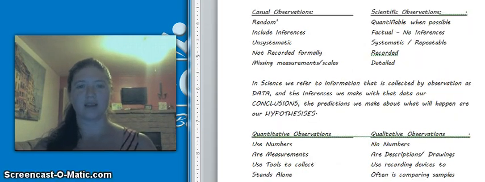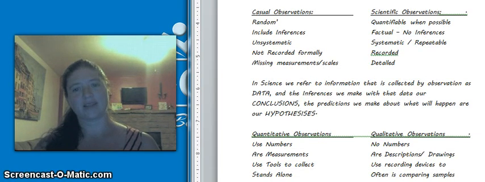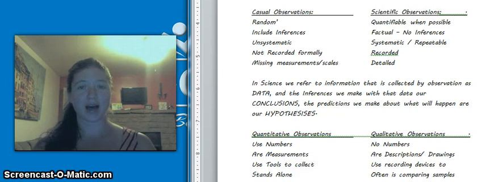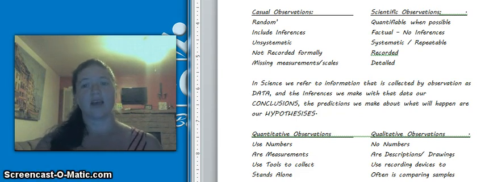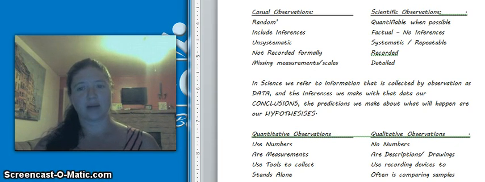So there are a couple of key words dealing with this that I want to make sure that we understand. So we have our observations, our inferences, and our predictions. So in science, we refer to observations that are collected as data. We're collecting these observations, and we refer to them all as data. Our data is what we refer to our observations as in science.